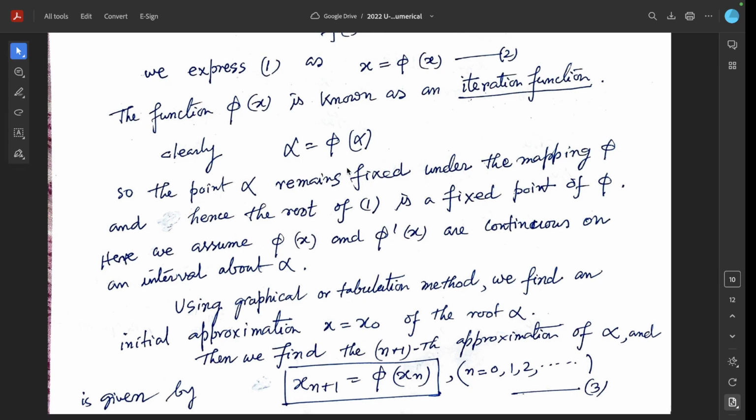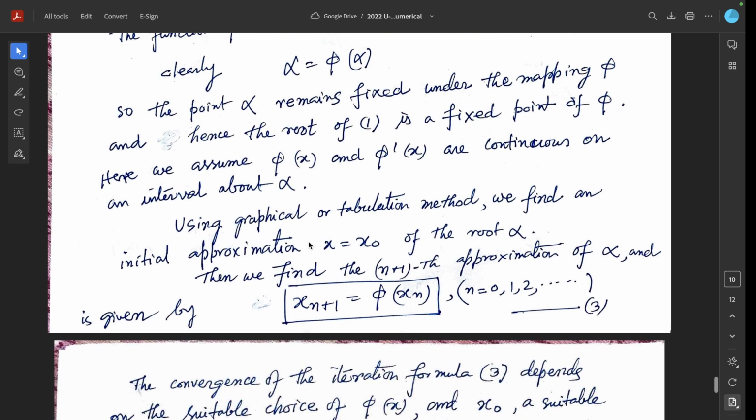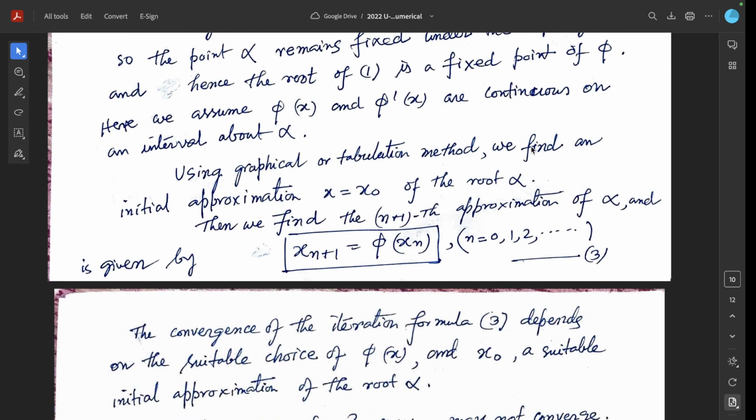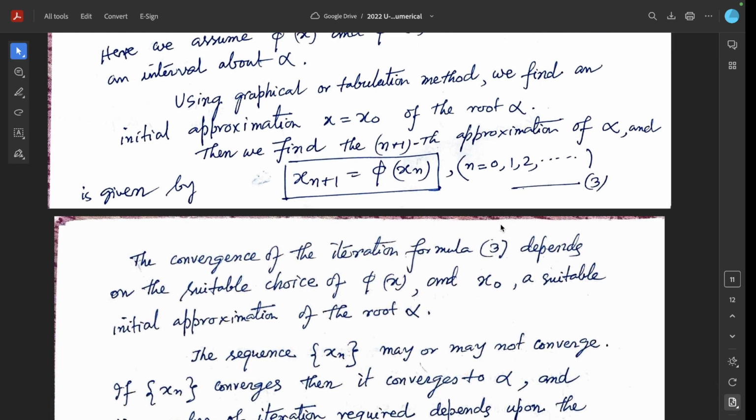So the point alpha remains a fixed point under the mapping phi, and hence the root of 1 is a fixed point of phi. Here we assume phi x and phi dash x are continuous functions on an interval about alpha. Using graphical or tabulation method, we find an initial approximation x equal to x0 in the neighborhood of root alpha. Then we find the n plus 1th approximation of alpha, and the iteration formula is given by x n plus 1 equal to phi x n, n equal to 0, 1, 2, and so on.